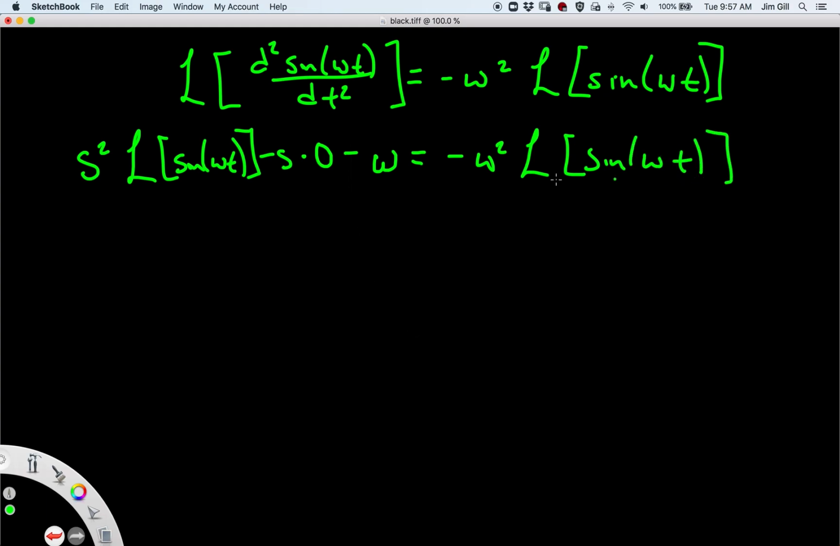Now, you'll notice the only mystery is the Laplace transform of sine omega t. So if we just solve for the Laplace transform of sine omega t, we'll see what we got.